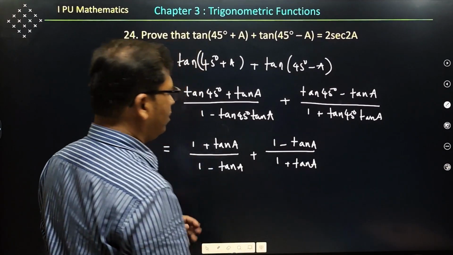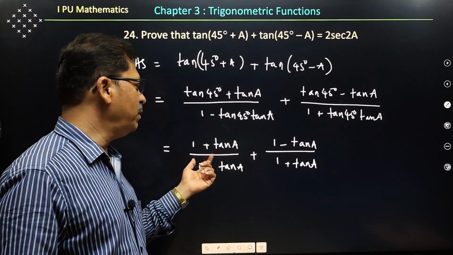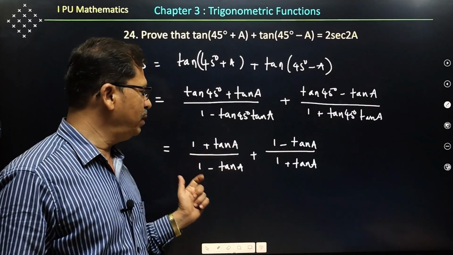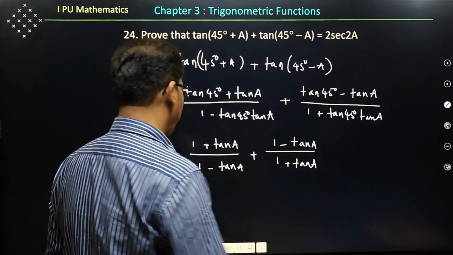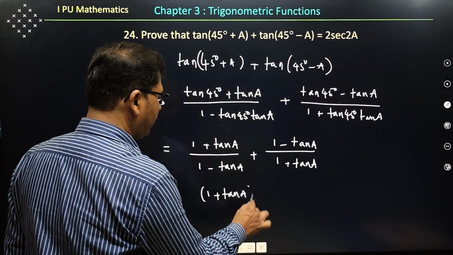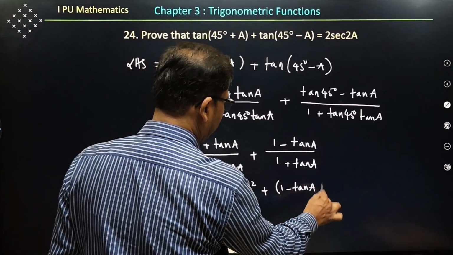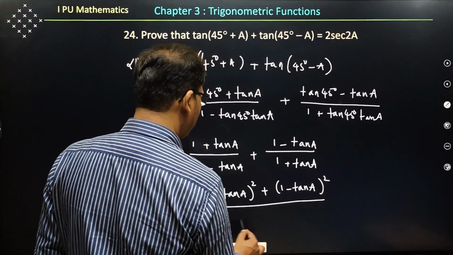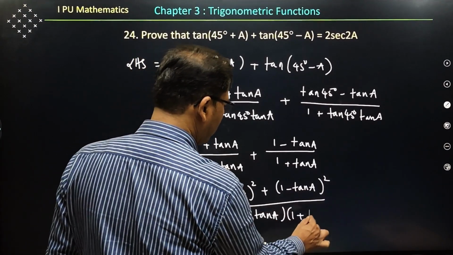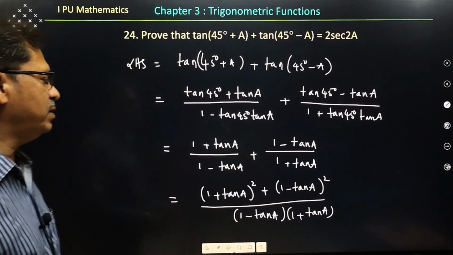Okay. Now let us simplify this. You take LCM. 1 plus tan A cross multiplied, here 1 minus tan A cross multiplied. So this becomes square and this becomes square, divided by 1 minus tan A into 1 plus tan A. This is equal to 1 plus tan A bracket square plus 1 minus tan A bracket square, whole divided by 1 minus tan A into bracket 1 plus tan A. So this is what after simplification.